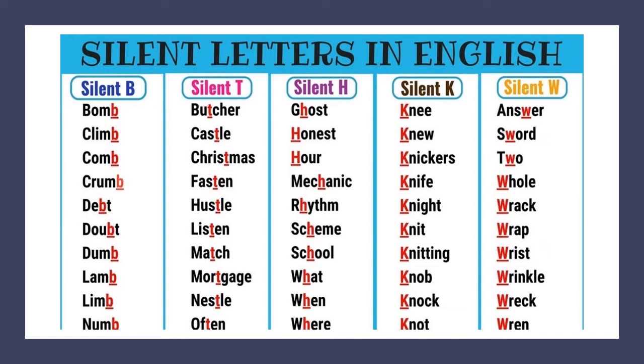Here we have some examples of silent letters in English. Silent B: bomb, climb, comb, crumb. Also we have silent T like poacher, castle, Christmas, fasten, silent H like ghost, honest, hour, mechanic, and so on. Silent K like knee, knew, knickers, knife, and so on. Silent W like answer, sword, two, whole, and so on.